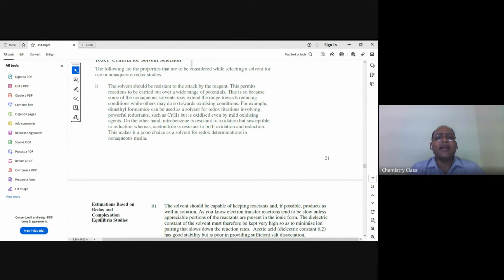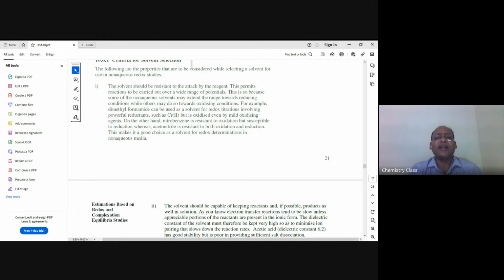This permits reactions to be carried out over a wide range of potentials. If it is attacked, then a reaction will happen, so many things will be happening inside, and many reactions will occur. So what you want to find out may not be obtained. This is so because some of the non-aqueous solvents may extend the range towards the reducing condition, while others may do so towards the oxidizing condition. So this is the scenario.